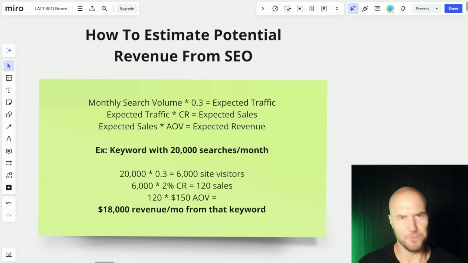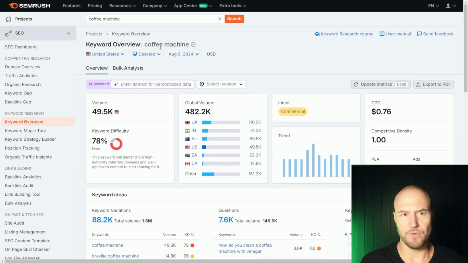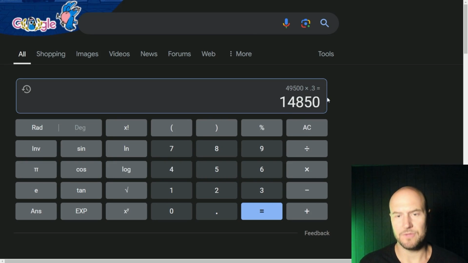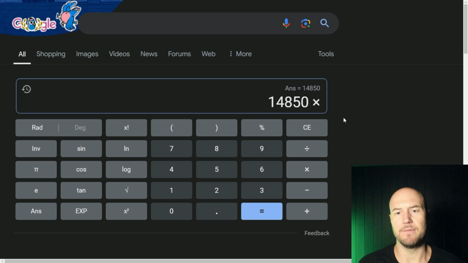One more example here to use this formula with an actual example. Let's look at the key phrase coffee machine. We have here 49,500 searches per month. So if we have 49,500 and we rank top for this key phrase, times 0.3, that's 14,850 new website visitors per month looking for a coffee machine. Multiply that times our conversion rate of 2% would be 297 new sales.